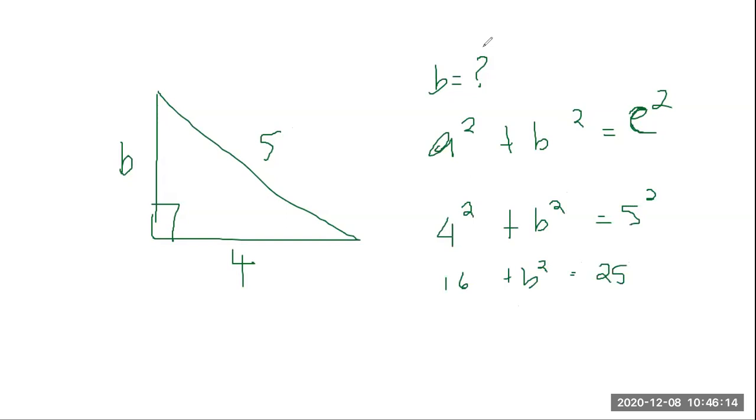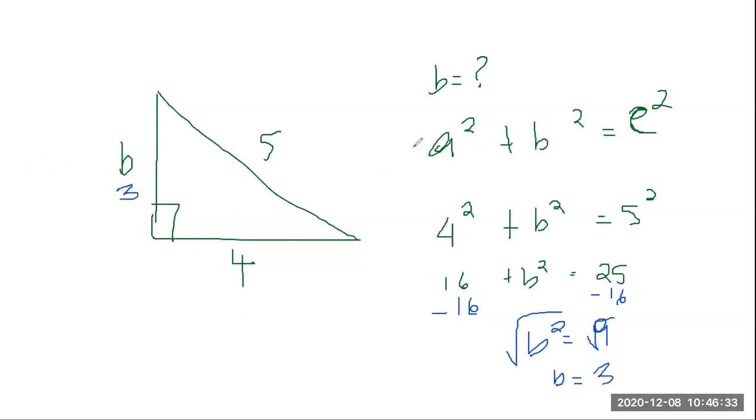I'm going to do my additive inverse, get 16 away. So b squared is equal to 9. Now I have to square root both sides. So b is equal to 3. So then I could say that this right here is 3.